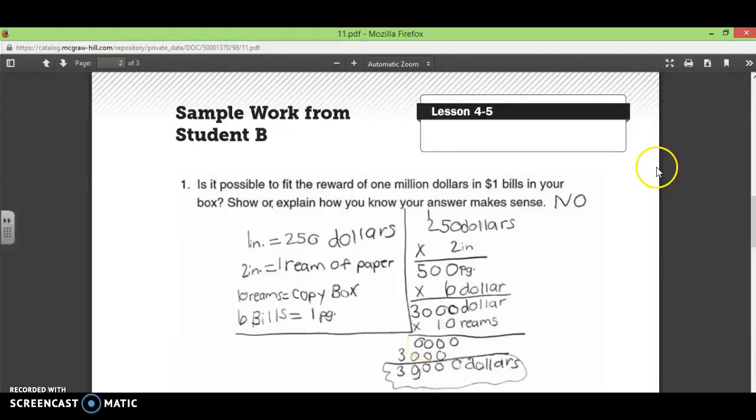So think about what you know from student A and B. What are student A and B doing well? What could either one improve upon?